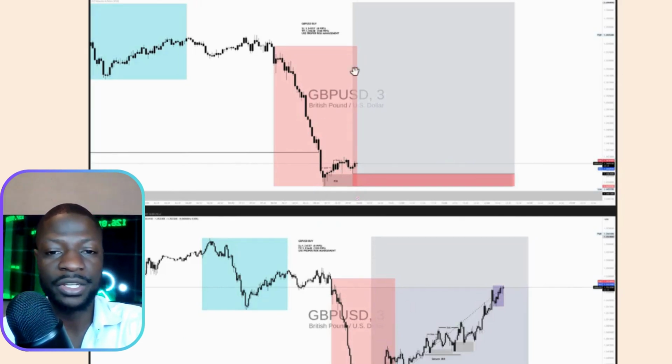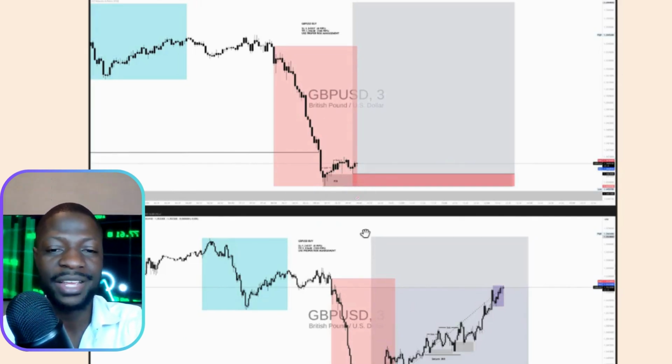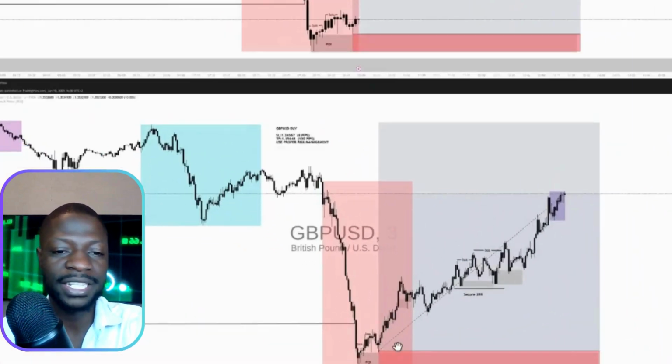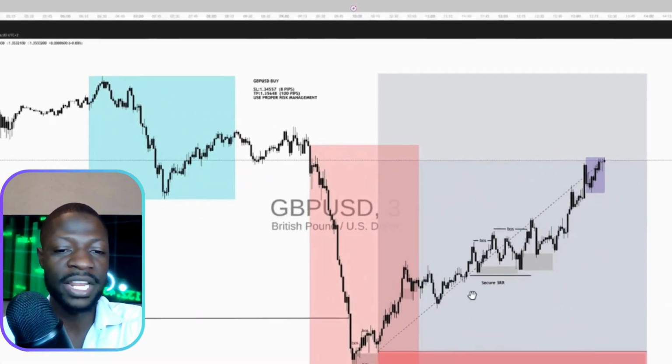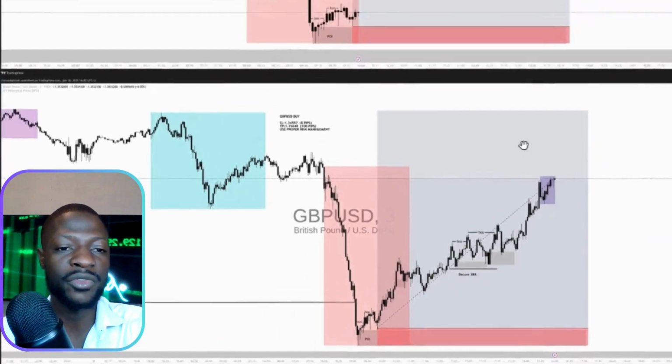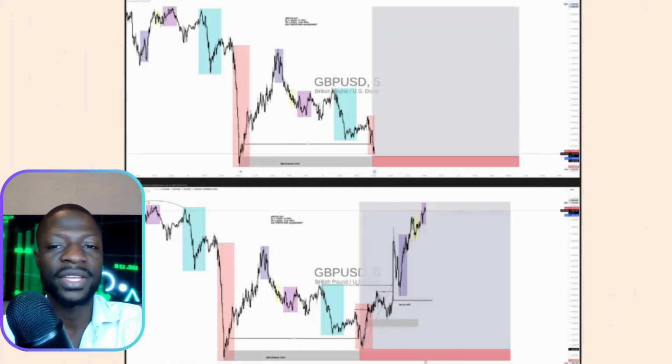Once the market touched into this area, I just waited for the market to retrace, which is a confirmation to enter. The market eventually decides to come to this level, and then we catch this beautiful trade all the way to the upside.